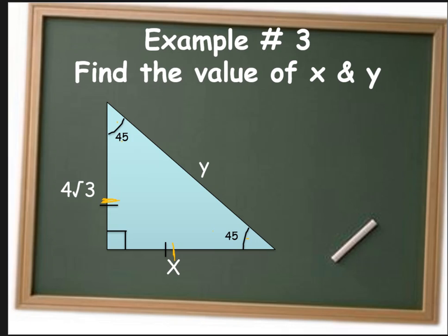So in this case, again, 45, 45, 90, the legs are the same. So if this is 4 root 3, this is 4 root 3. Automatically. That's the rule. That's the process. That's what you have to memorize. Then, to go from the leg to the hypotenuse, you need to multiply by root 2. So this is going to be 4 root 3 times root 2. Again, we did a little practice with this at this point. This should be 4 root 6. So those are our two missing sides.